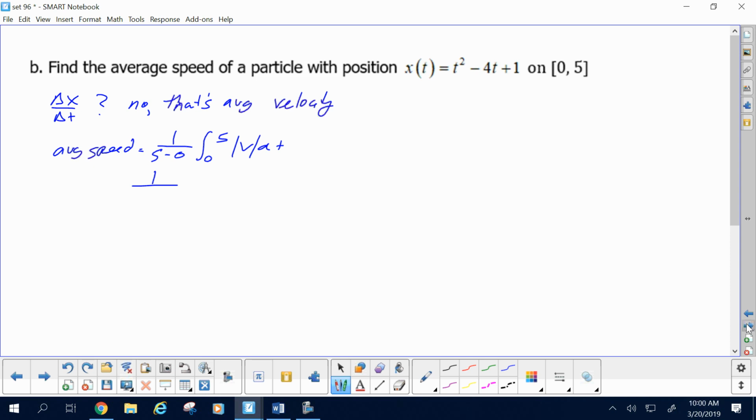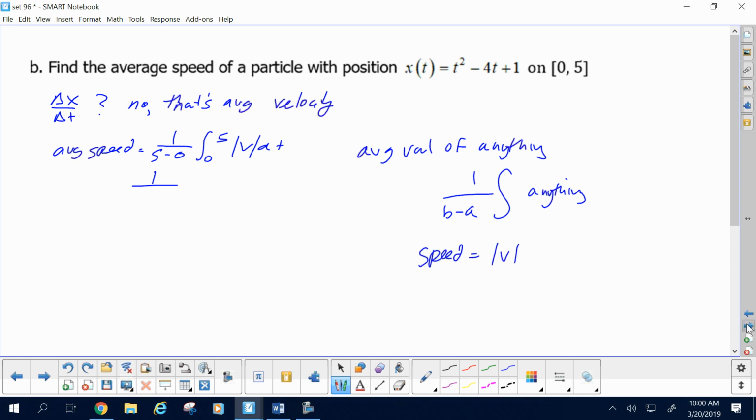Oh, isn't that what velocity is? Oh, why the absolute value, or why velocity? So the average value of anything you want is found that way. That's how you find the average value of whatever you're looking for. Well, what is speed? Speed is the absolute value of velocity, right?